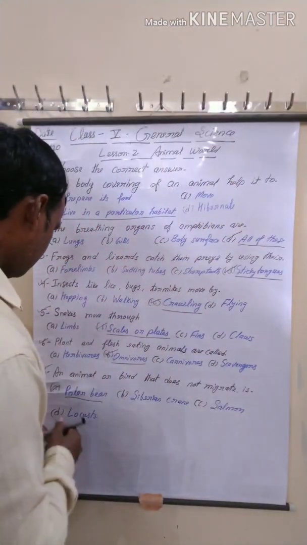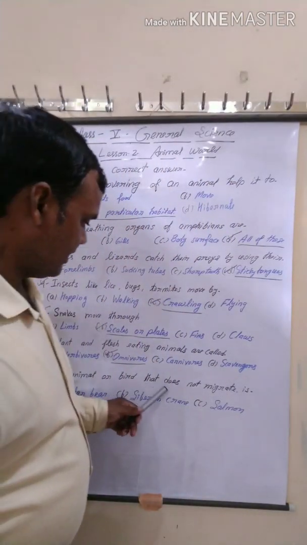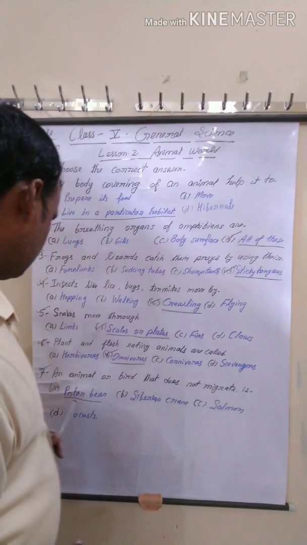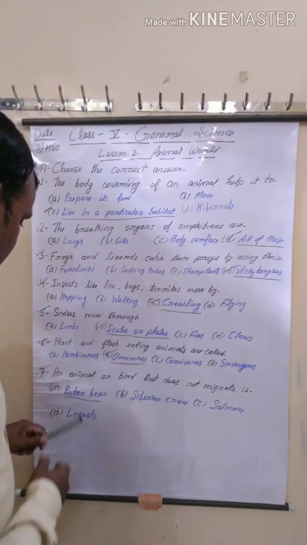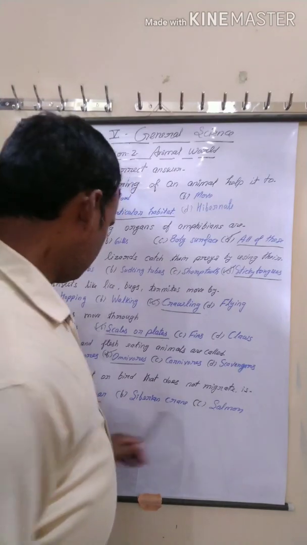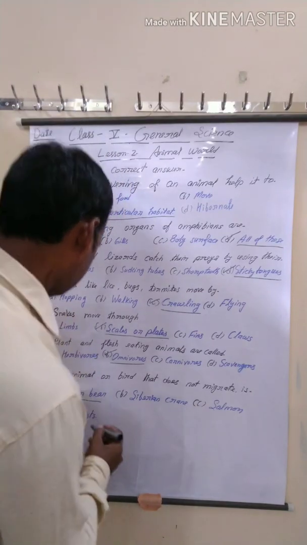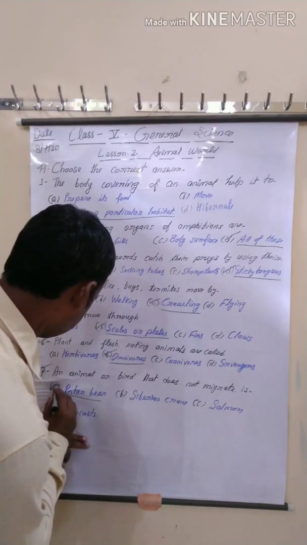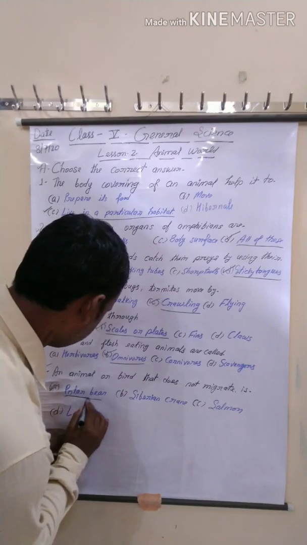Now 7 number. An animal or bird that does not migrate is: A, polar bear; B, Siberian crane; C, salmon; and D, locusts. Yes, A answer is correct, polar bear.